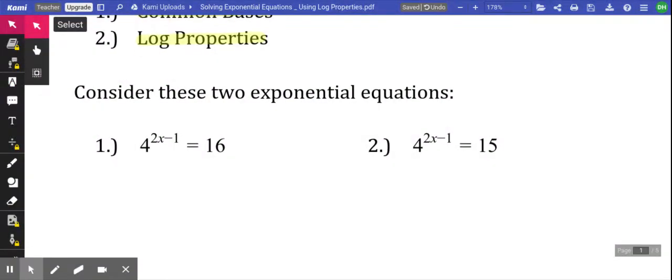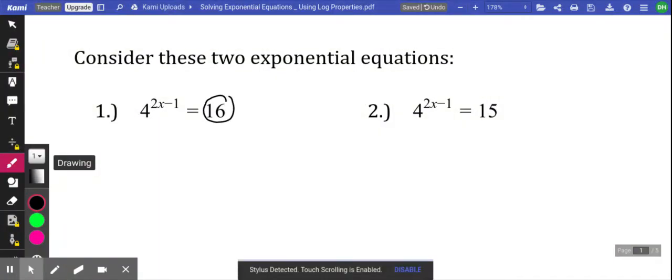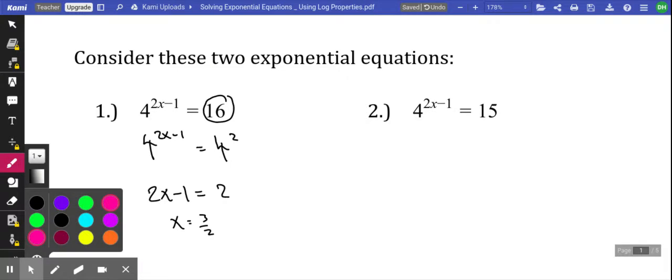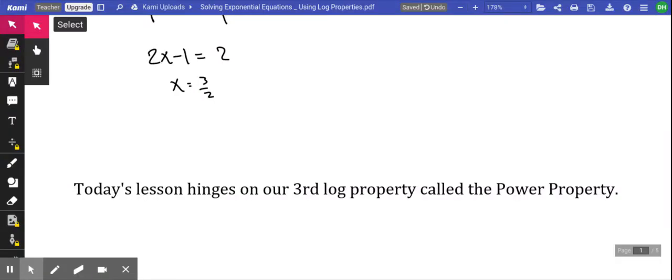Just consider these two examples. The one on the left, you could use common bases on, because we're going to take this 16 right here and rewrite it as 4 squared. So now you've got the same base on both sides, and you could set the exponent from the left equal to the exponent on the right and solve real nice. Now consider this example on the right hand side. No matter how hard we try, it's really not feasible to try to write 15 in terms of a base 4. So this is a good example of where we're going to use our log properties, and it's going to make our life a lot easier.